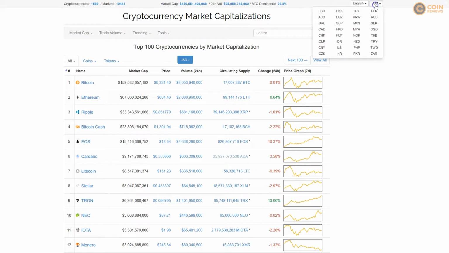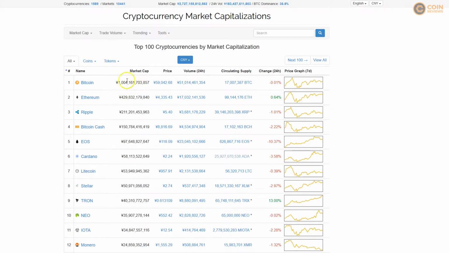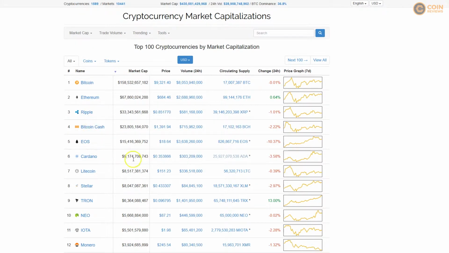If you don't want to use USD, if that's not your currency, you can change to any number of other currencies up here. So for example, if we live in China and want to see what the prices are in Chinese yuan or renminbi, we can just change it to CNY up there. And now we're seeing all of these prices in yuan. Okay, so let's dive into one of these coins and we'll do some research.